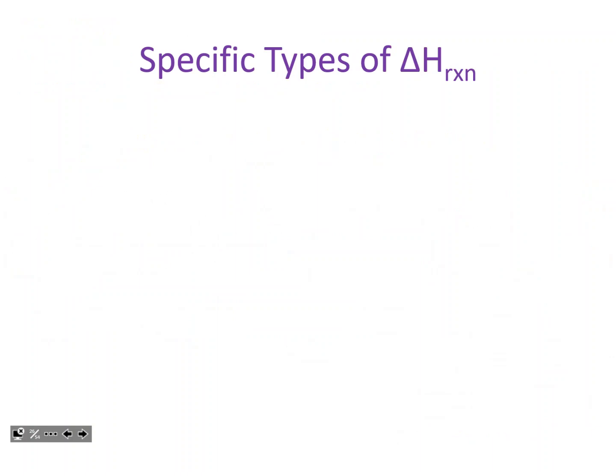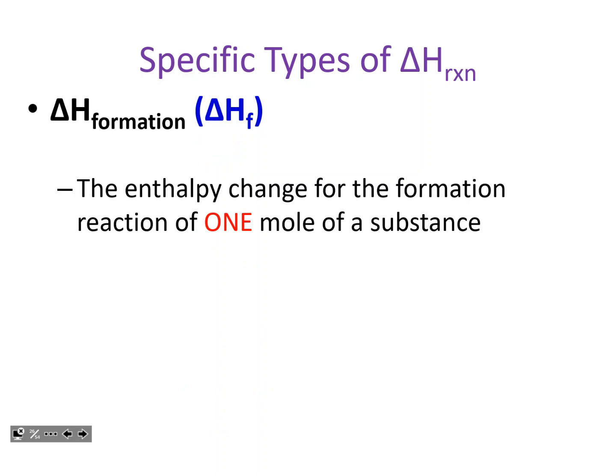All right. Now, specific types, heat of formation. First type, where it has a separate designation. So they put delta H with the little f there. Okay, what does that mean? What does formation mean? Enthalpy change for the formation of 1 mole of a substance.